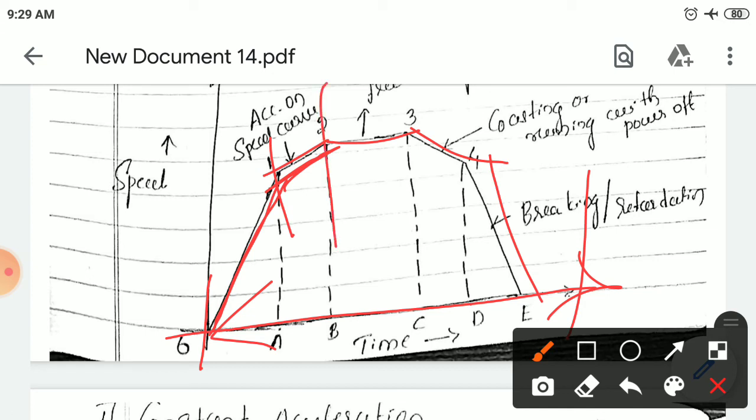Then we have a free running period. In the free running period the train runs at the maximum speed, the maximum speed the train attains. After that, when we are approaching station B, the power to the motors is turned off. The train still continues to run on the energy gained during acceleration. Once the train approaches the station, the brakes are applied.